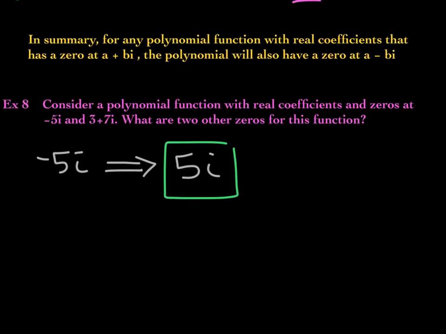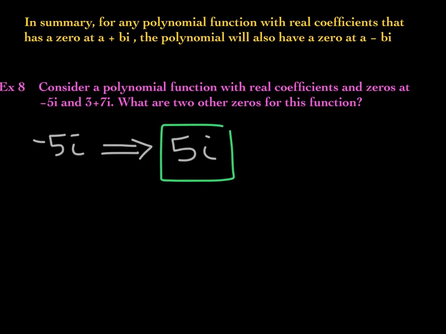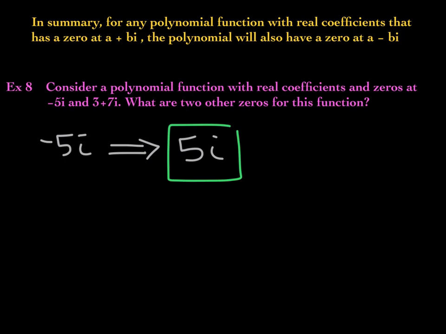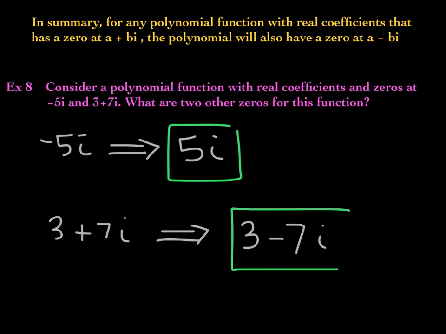Furthermore, when they tell us that 3 plus 7i is a zero, that means we are guaranteed to have 3 minus 7i as a zero as well. Sometimes this is called the conjugate zeros theorem, okay?